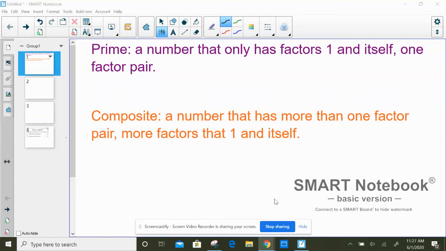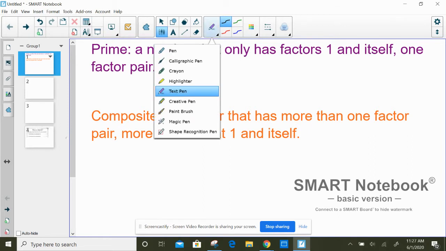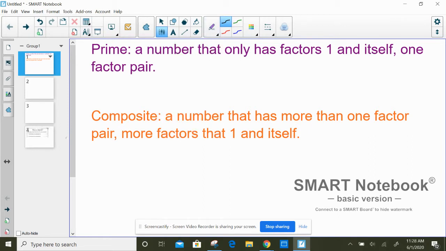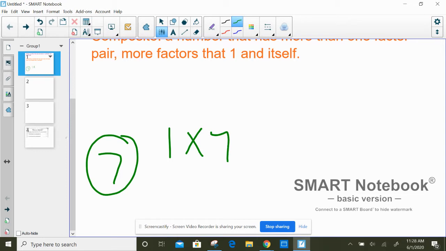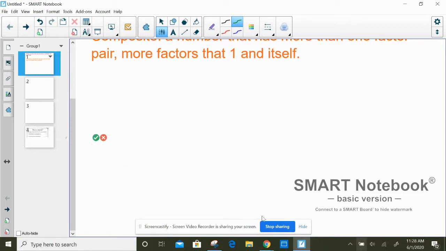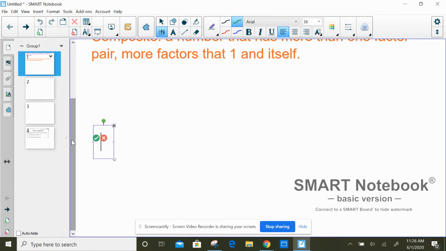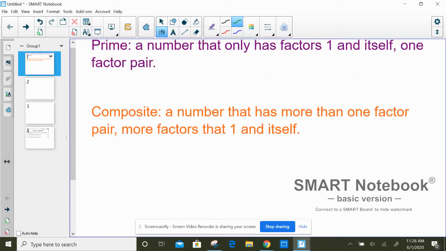I'm going to be talking to you about what prime and composite numbers are. A prime number is a number that only has the factors 1 and itself. So for example, 7. To create the number 7, the only way is with the numbers 1 times 7. There's no other way to make the number 7. So that means that 7 is a prime number.